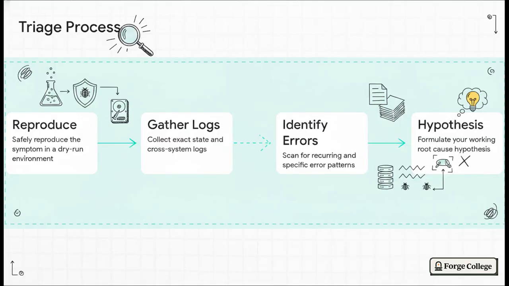All right, step 1, the crime scene. Just like any good investigation, our absolute first priority here is to secure the perimeter without contaminating the evidence. That means no panic server restarts, no random code tweaks, okay? Instead, we follow a strict 4-step triage process. First, reproduce the symptoms safely in a dry run environment. Second, gather the exact state and logs. Third, scan for recurring error patterns. And fourth, formulate your working hypothesis. It's basically the scientific method, but for squashing bugs.